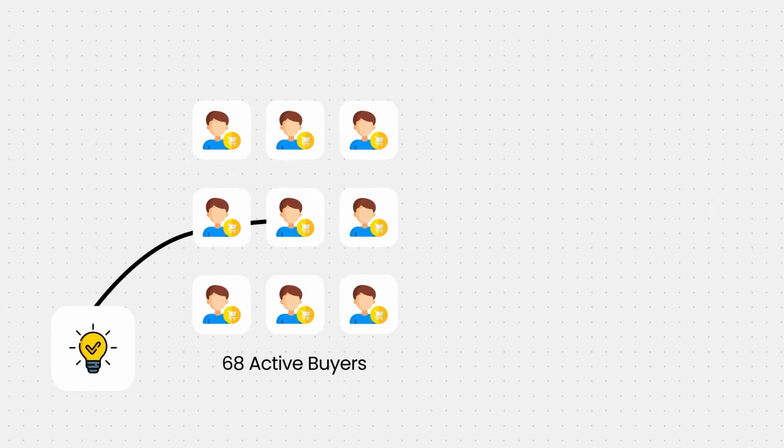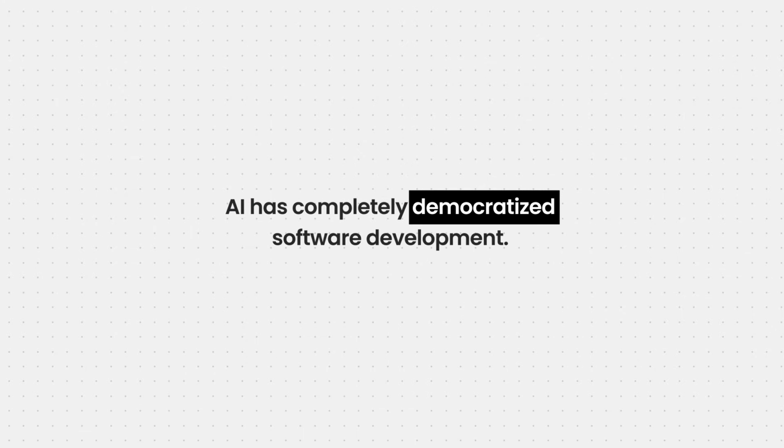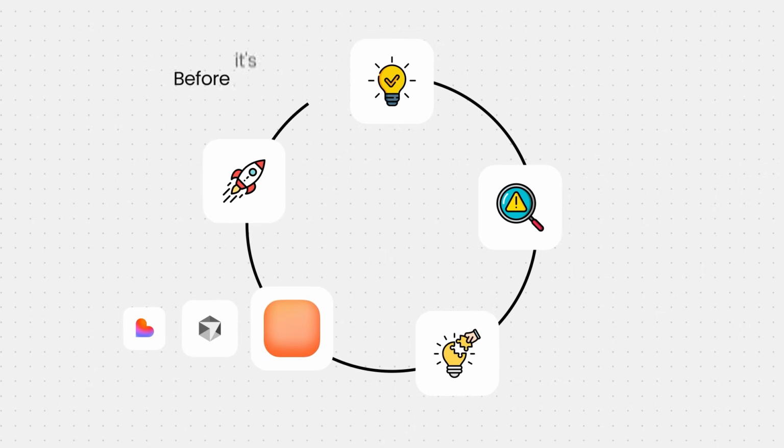So this is how I went from an idea to my first 68 active buyers in just a few weeks as somebody with no technical background. And the crazy part, this wasn't even possible just last year. AI has completely democratized software development. We no longer need to know how to code. You don't need venture capital like you used to. You don't need a technical co-founder. You just need an idea and a problem that people want to solve, AI tools to build it, and the willingness to put it out there before it's perfect.